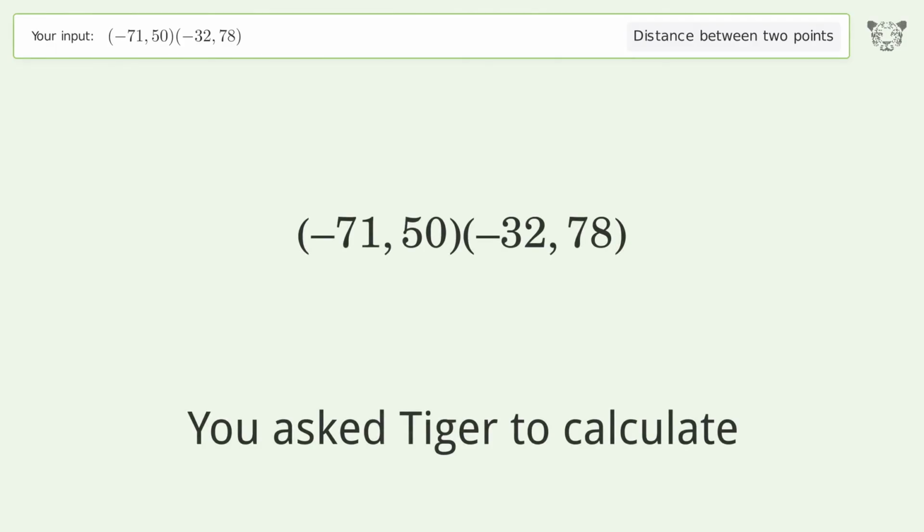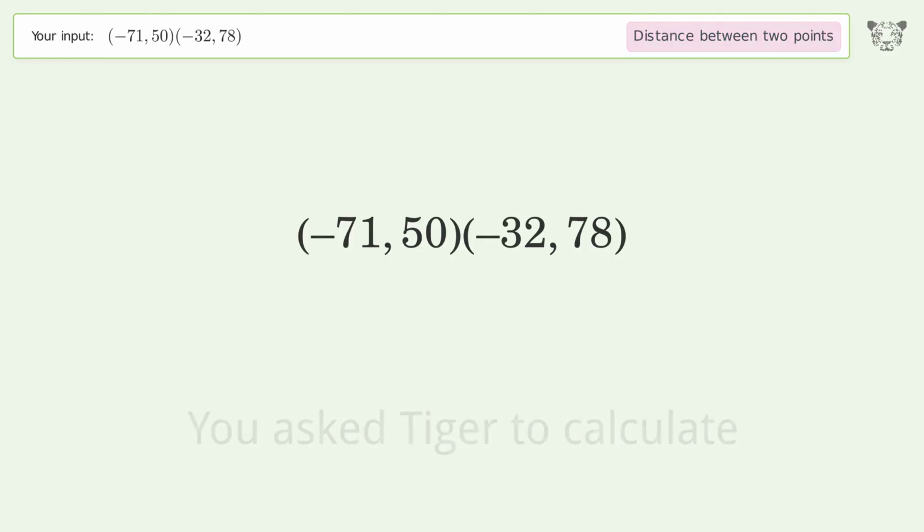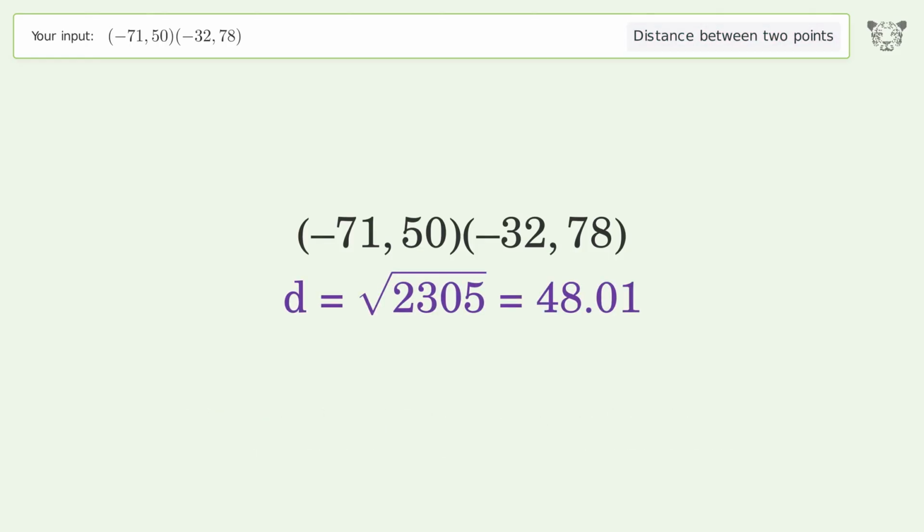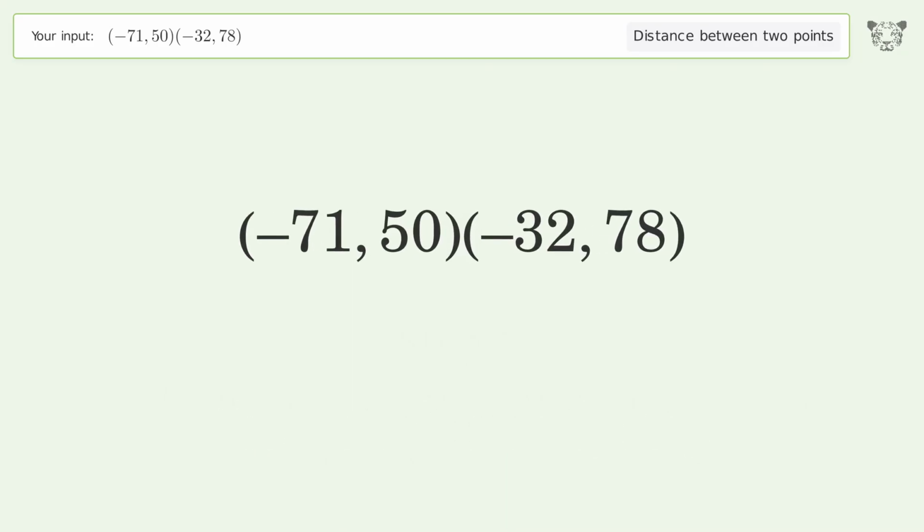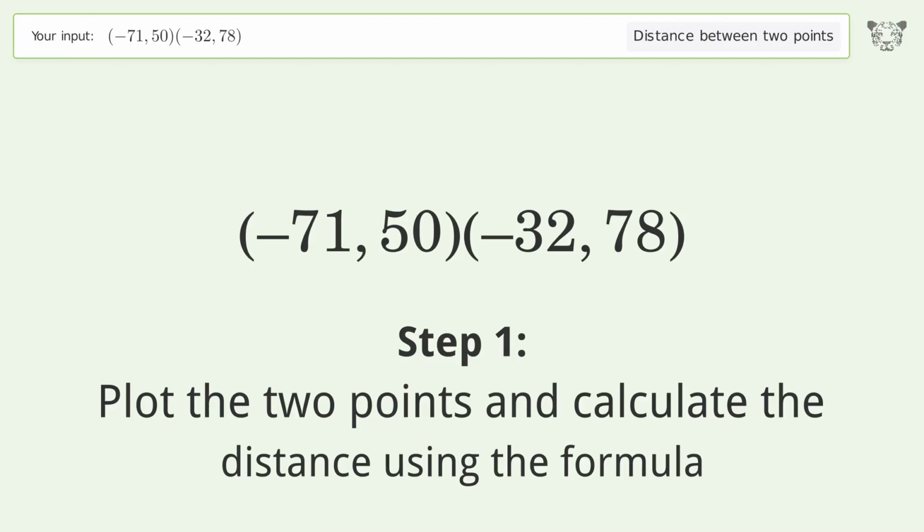You ask Tiger to calculate. This deals with the distance between 2 points. The distance between the 2 points is the square root of 2,305, or 48.01. Let's solve it step by step. Plot the 2 points and calculate the distance using the formula.